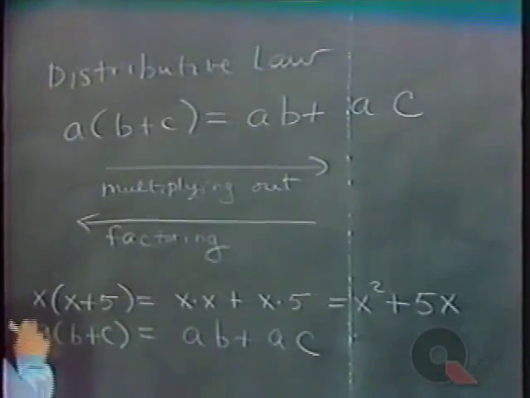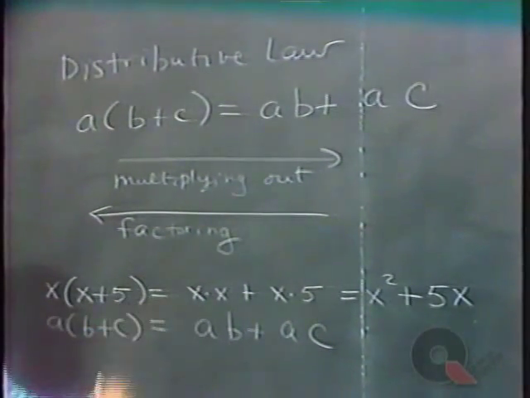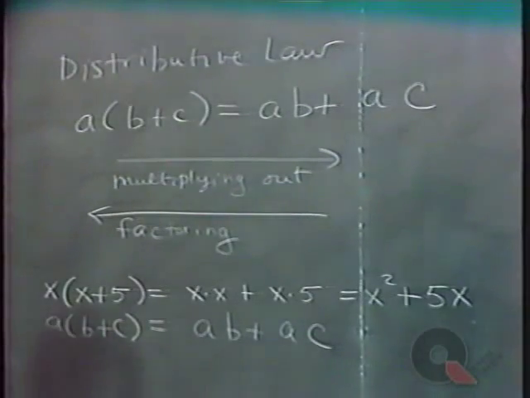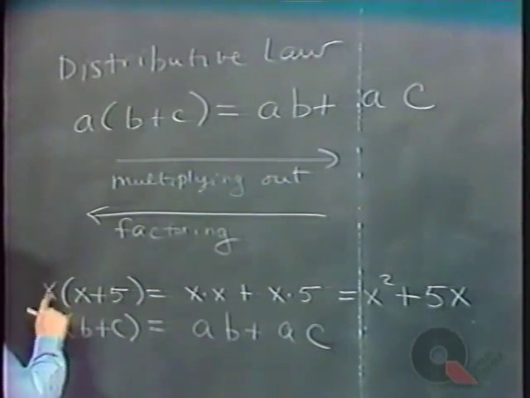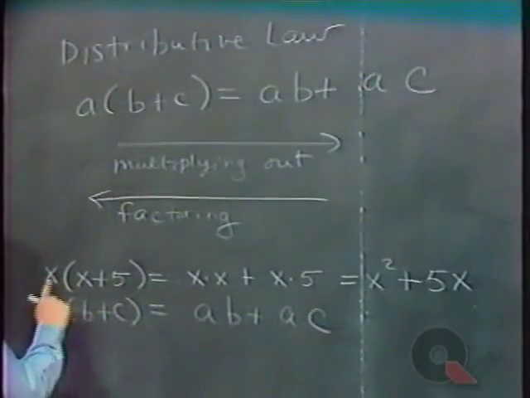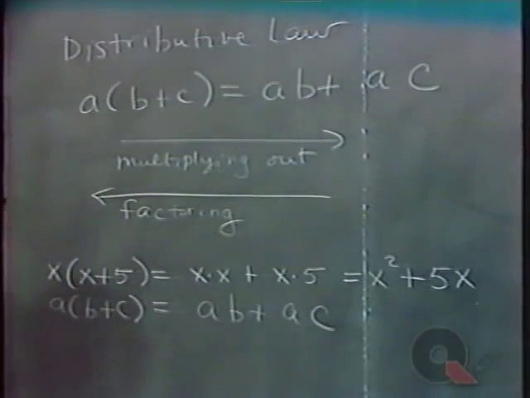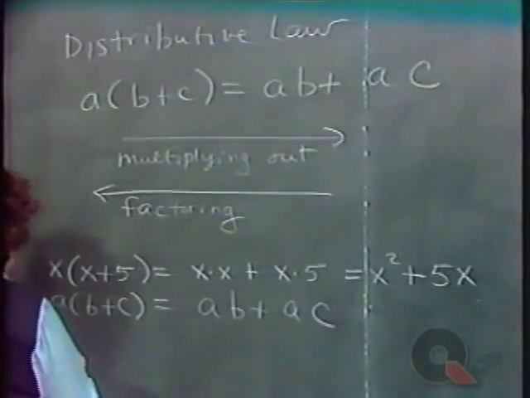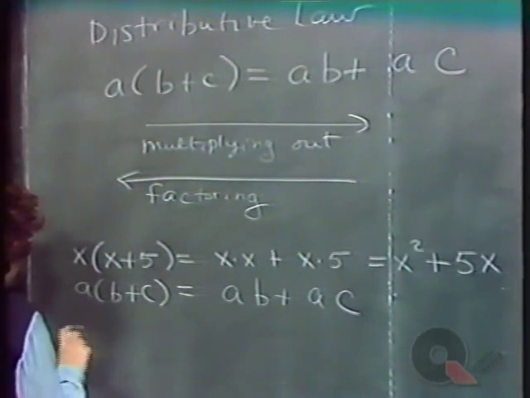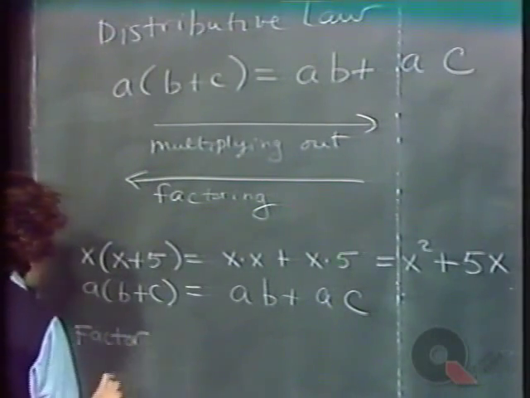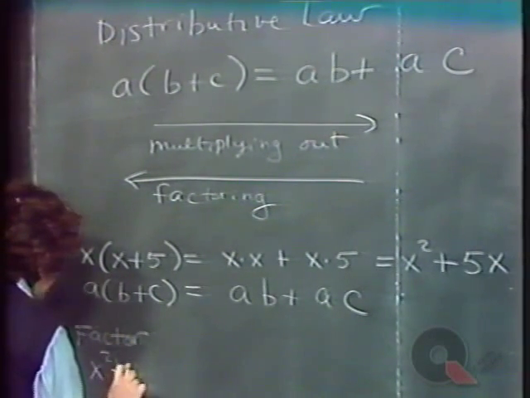Okay, we were using the distributive law to multiply this out. A common mistake with the distributive law is that people forget to distribute the x all the way through, so they write x squared plus 5 instead of x squared plus 5x. On the other hand, you might have a question that asks you to factor x squared plus 5x.